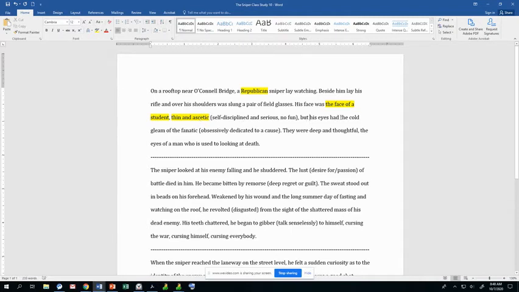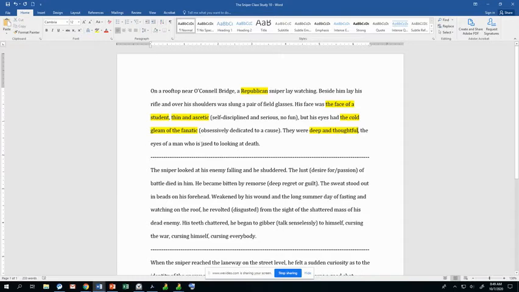But his eyes had the cold gleam of a fanatic. So that's helpful because he's serious and he's dedicated almost obsessively to this cause that he's joined. They were deep and thoughtful. So kind of tying that to the student, right? He's smart, he's thoughtful, he's thinking about things.